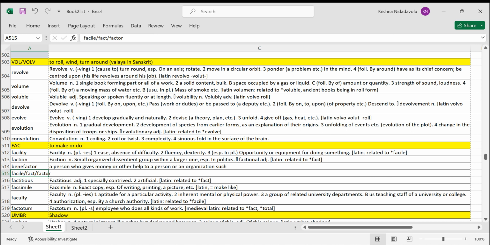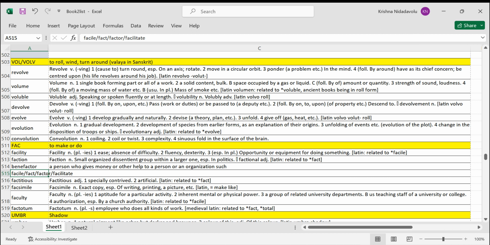Facilitate. A lot of people don't know this word, but it is also a very easy word. Facilitate actually means to make something easy, easier, to make something done more smoothly.